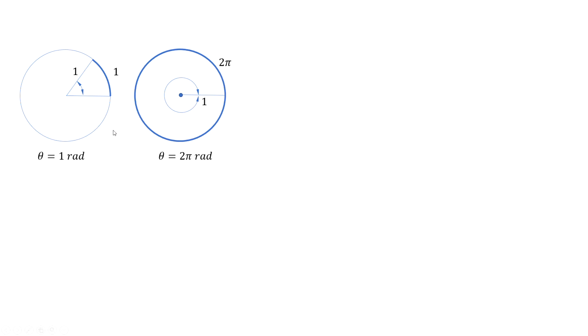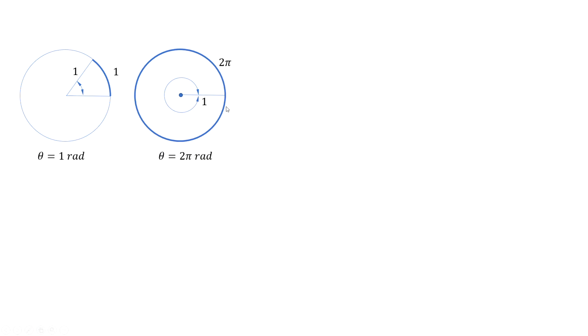Oh, okay, so the arc length is 2 pi units, whatever units that means. If the radius is 1 inch, then this arc length would be 2 pi inches. If the radius is 1 meter, the circumference or the arc length would be 2 pi meters, as simple as that.